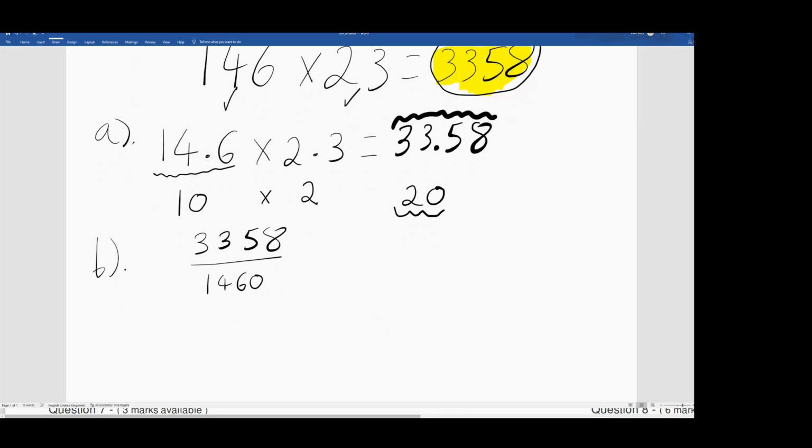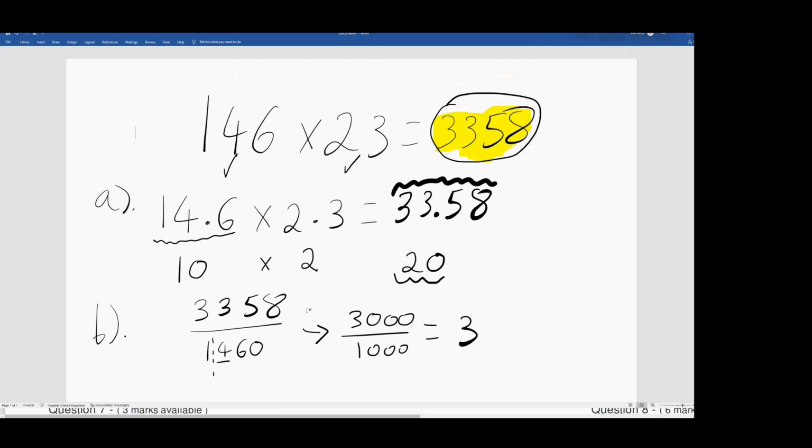And then for B, it's the same sort of idea. I'm firstly going to estimate. So I've got 3,000. On the bottom, the 4 tells the 1 to stay as it is, so it's going to be 1,000, giving me a nice answer of 3.